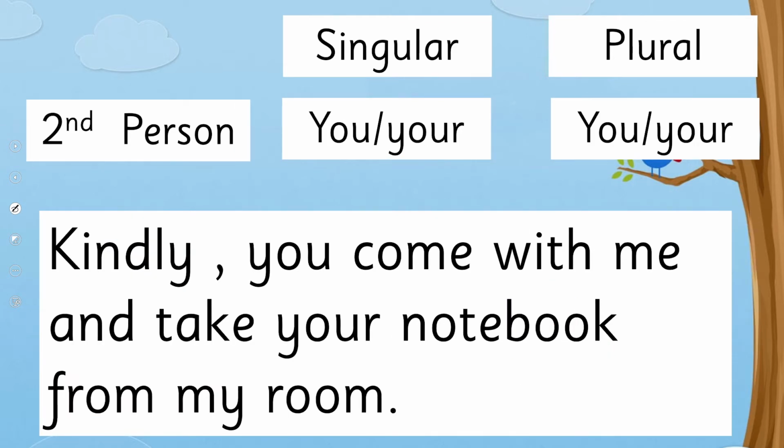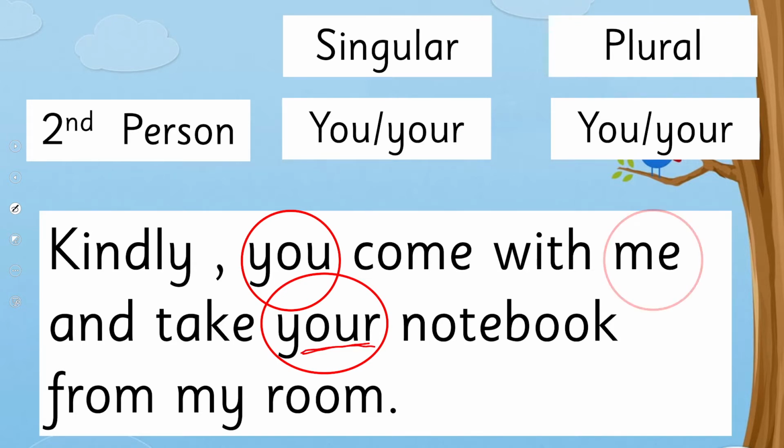Then second person, kindly you come with me and take your notebook. Okay, because I want you to bring your notebook. So I have used your notebook from my room. Okay.